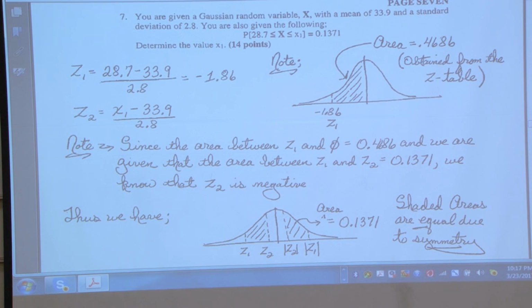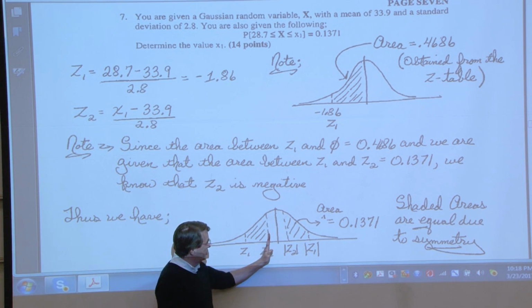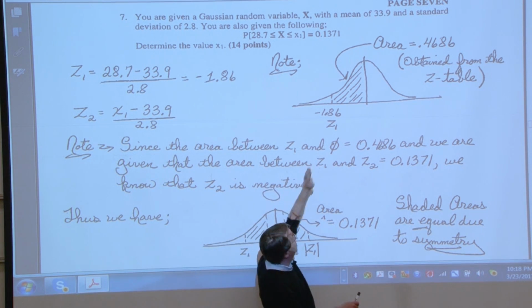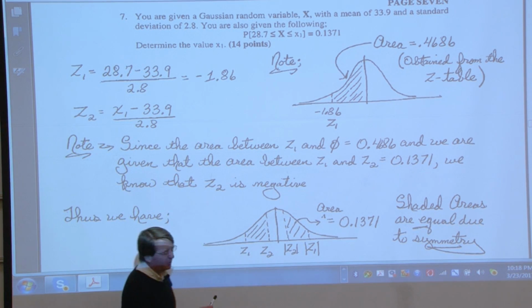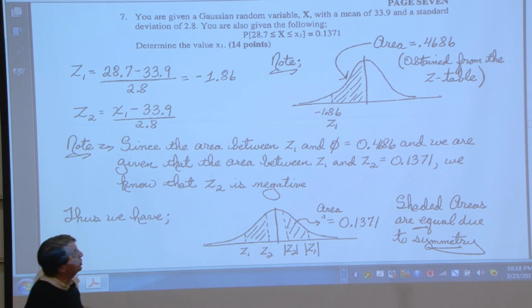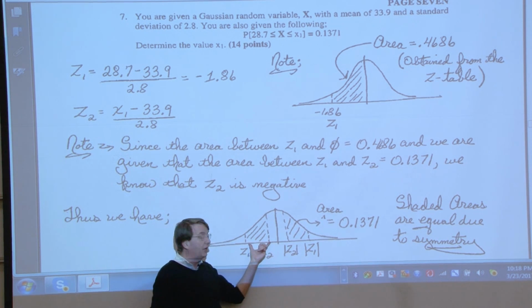All right. Now, since the area, this is where I had to think about this. This, I think, was subtle. This is where people got stuck, so help me out. Since the area from Z1 to 0 is 0.4686, and we are given that the area from Z1 to Z2 is 0.1371, it turns out that my other number is negative. Let me say that again. I know the area from Z1 to 0 is 0.4686. I'm told the area between my two numbers is 0.1371. Has to be on the left side.